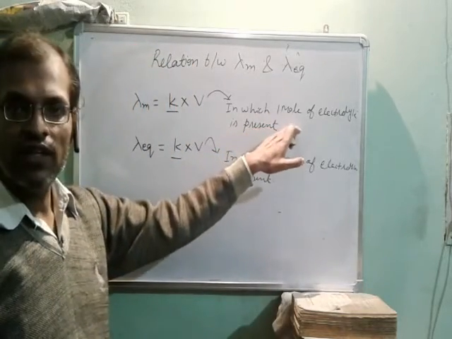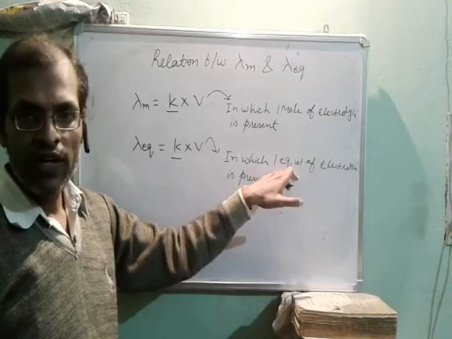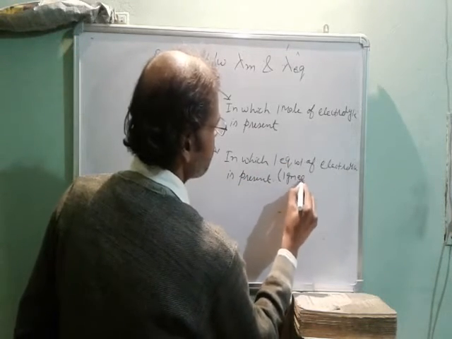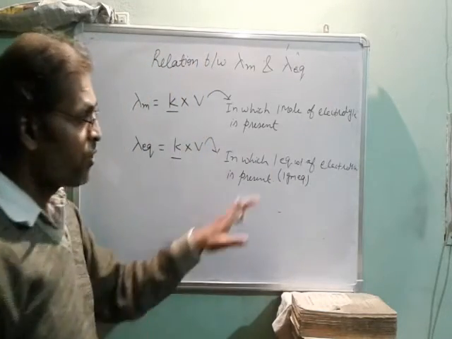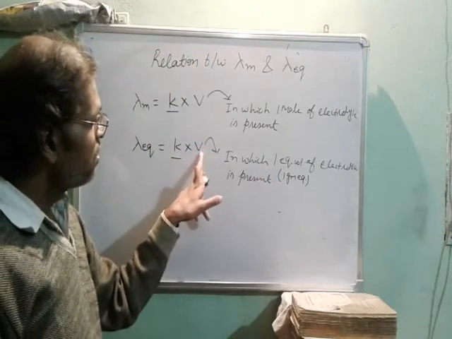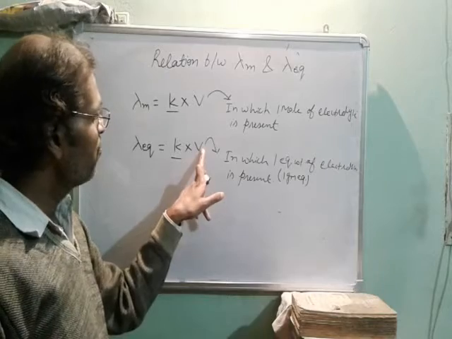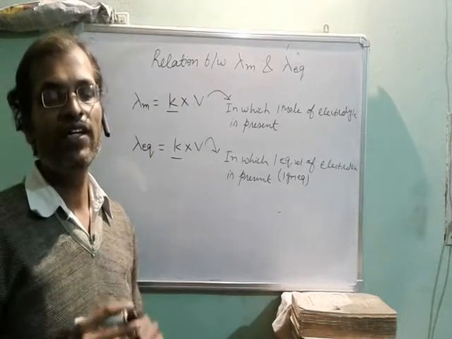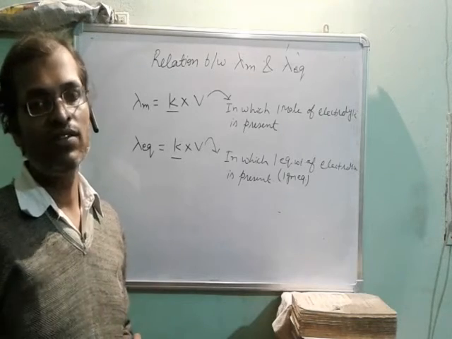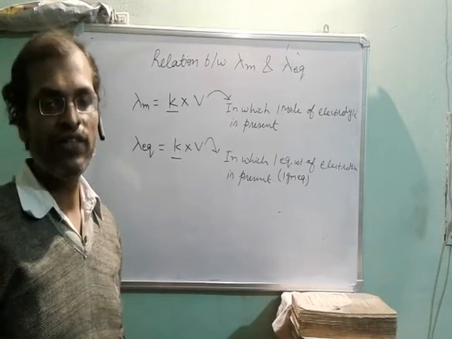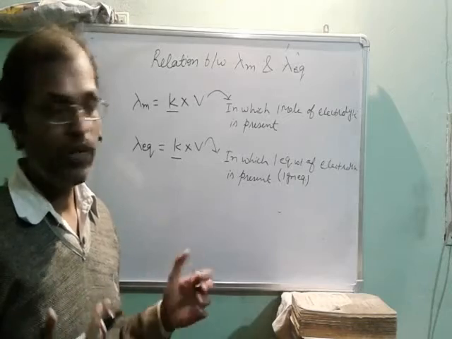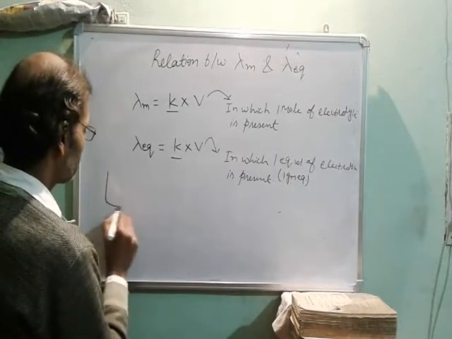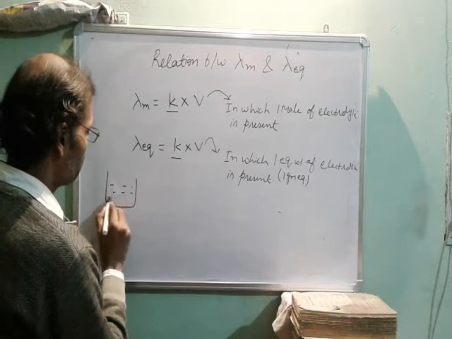Here 1 mole is there, here 1 equivalent weight, or another name, 1 gram equivalent, is there. It means that the value of this V will be different from this V for some of the electrolytes like H2SO4, like oxalic acid, like KMnO4 in acidic medium, etc. How will V be different? Let's see.